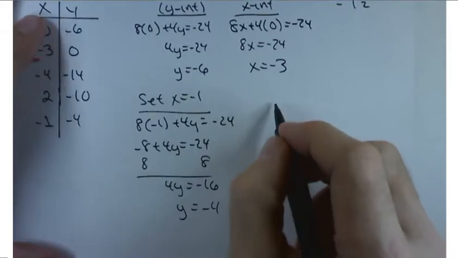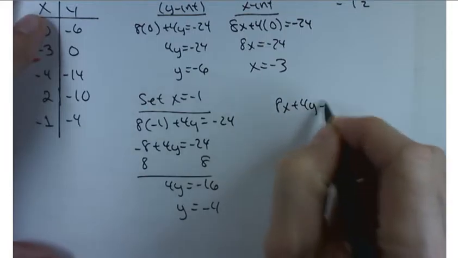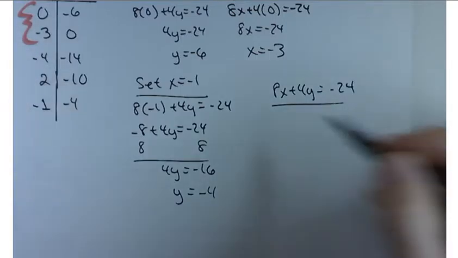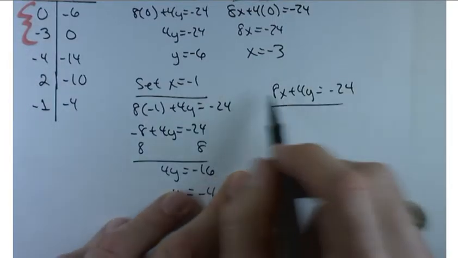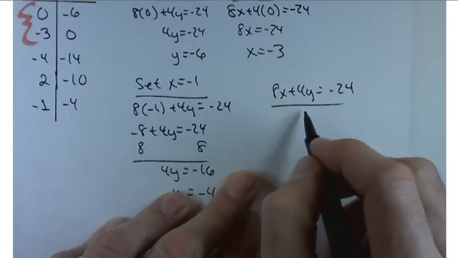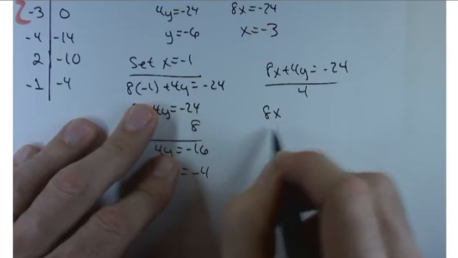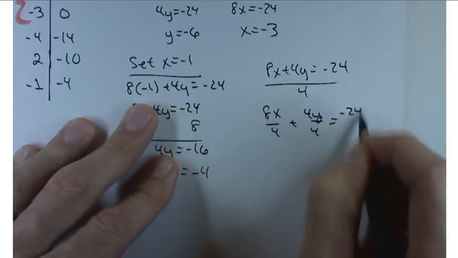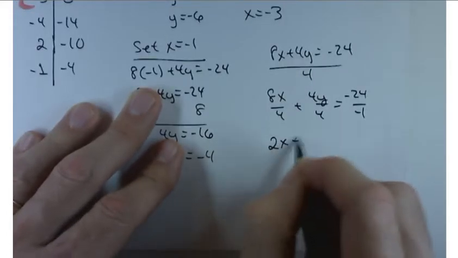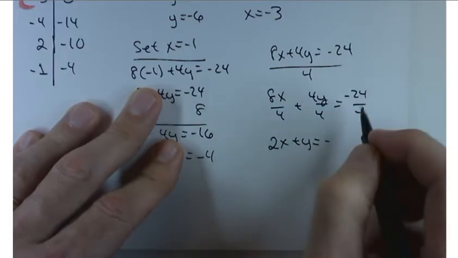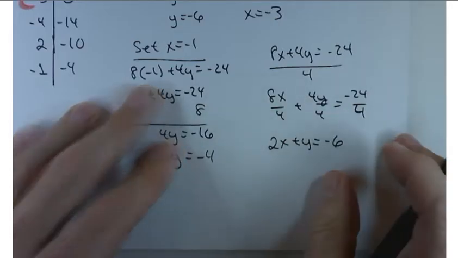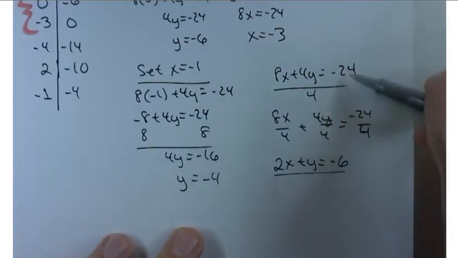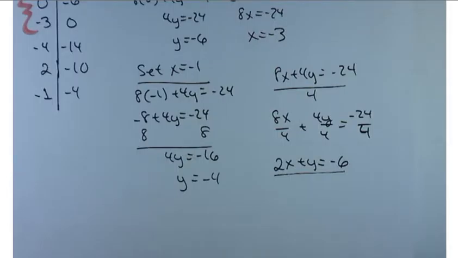One thing that you could have done, and I was curious to see if anyone would ask about it, is that looking at the equation, you might notice that everything's divisible by 4. So if I divide the entire equation by 4, I get something a little bit easier to work with: 2x plus y equals negative 6. Working with this would be the same as working with the original. You're going to get the exact same points either way. So if you can divide out, it's not a bad idea.